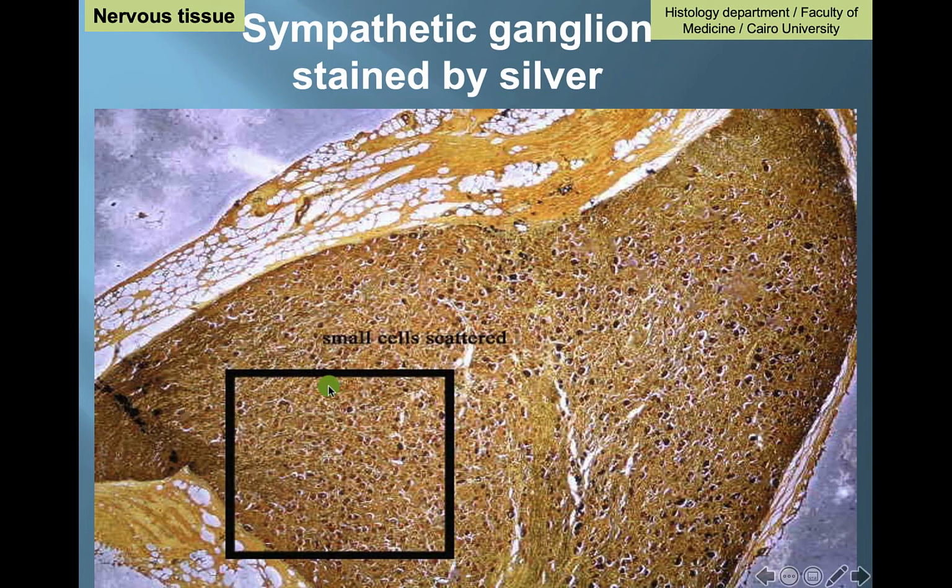Here we have the sympathetic ganglion, of course, stained by silver. Why? Because it is brown in color. Why is it sympathetic? By the scattered arrangement. After that we have S, which is the size: small and uniform. And the shape here is not evident. We need to see it at higher magnification to see that the shape is stellate. And this is of course the capsule. The capsule is thinner compared to that of the spinal ganglion.